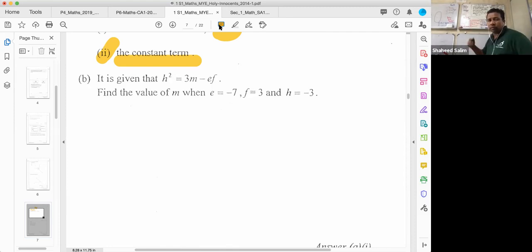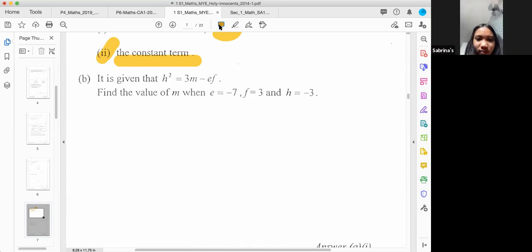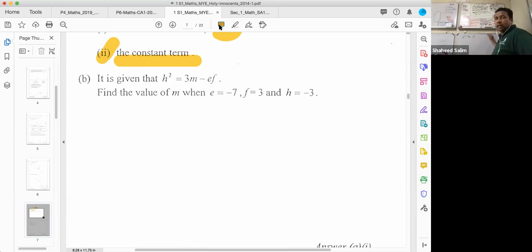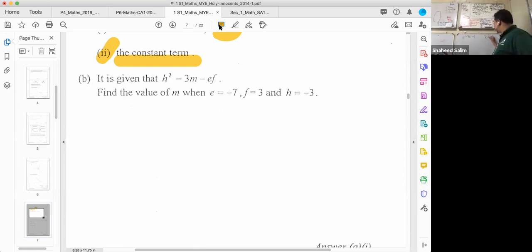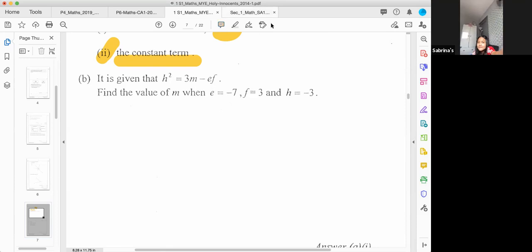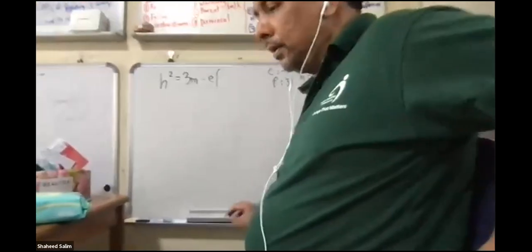If you can copy this and follow this. Okay. H squared equals to 3m minus EF. And then they tell us that the value of E is 7. The value of F is 3. And the value of H is -3. So now I'm going to share screen, so you can see clearly, yeah?